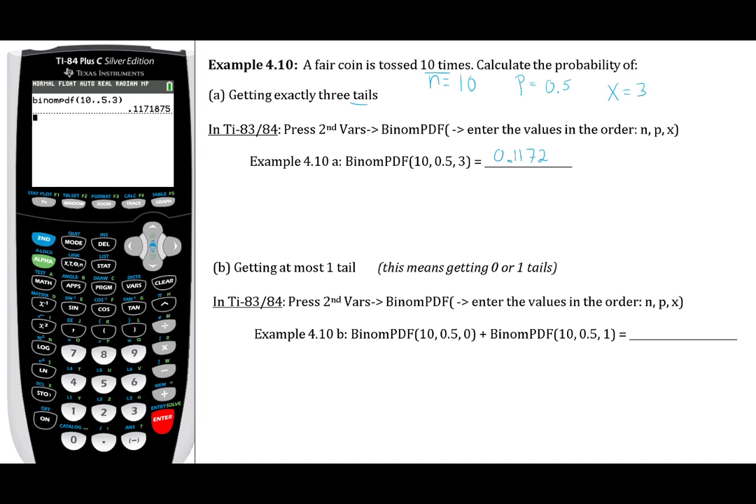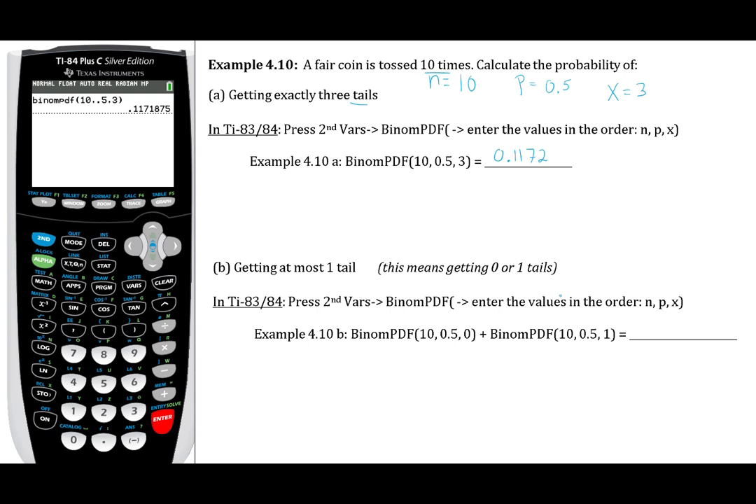Now, for the second part of this question, it says, what is the probability of getting at most 1 tail? Well, at most 1 means getting 1 or less. So this means getting either 0 or 1 tails. There is another way of doing this in one step using what's called the cumulative probability, but we're not going to worry about that right now. We'll just look at how we can enter these values into our calculator.